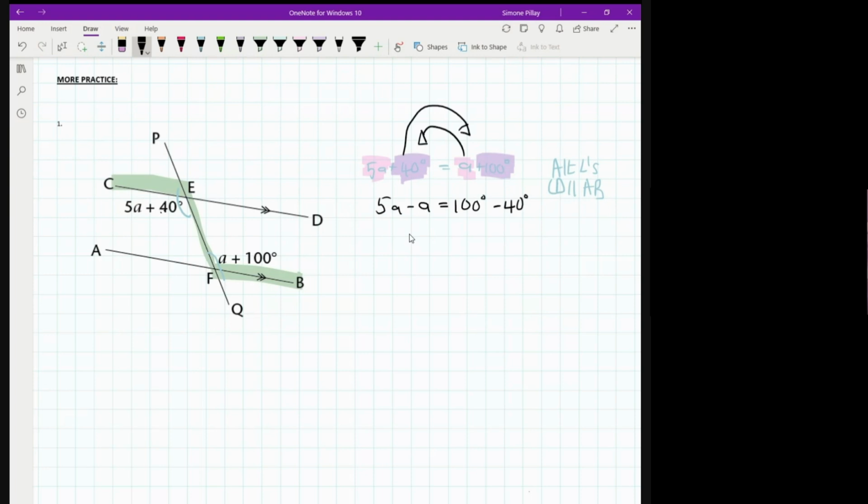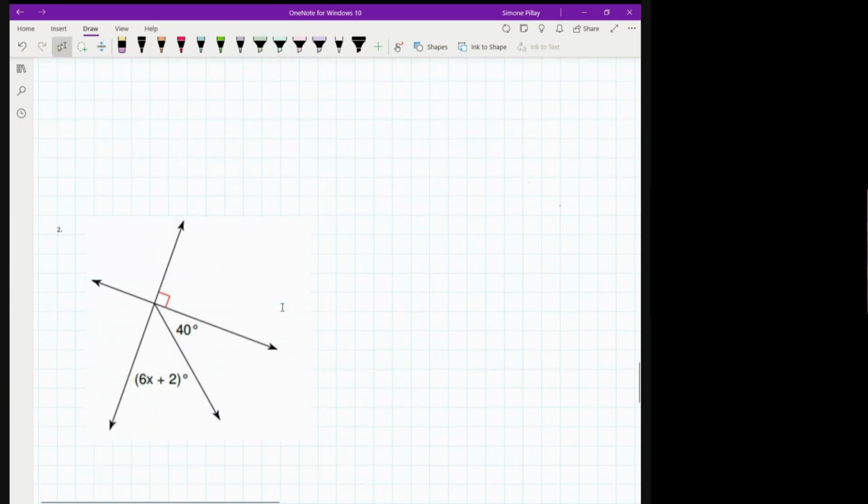5A minus A, Itandile? It's 4A, ma'am, is equal to 60. Divide both sides by 4, sorry, I have A in my head. A is equal to 15. 15 degrees. Uma, I feel like you're itching to answer something.